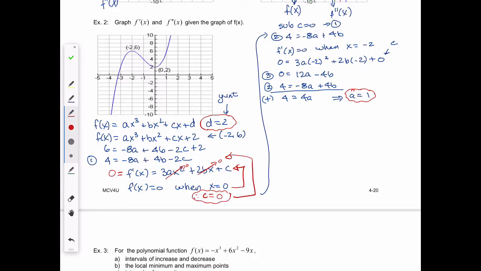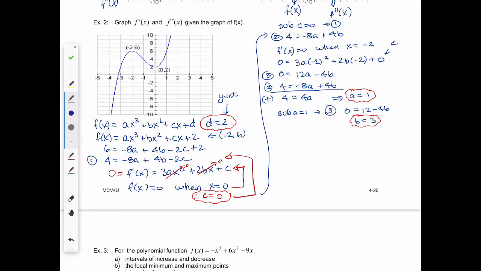I'm missing the b. So I'm going to sub my a is equal to 1 and put it back into one of the equations. Doesn't matter which one, but 3 looks the easiest. So when I do that, I have 0 is equal to 12 times 1, which is 12 minus 4b. Bring the 4b over, divide by 4, and we get b is equal to 3. Awesome. Now we have a, b, c, d.